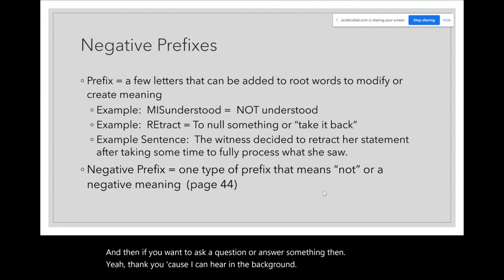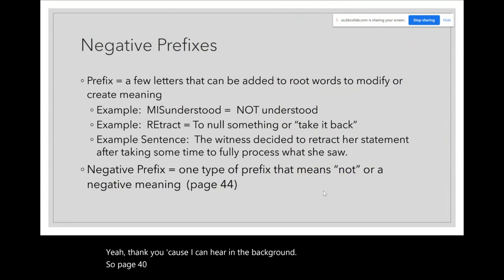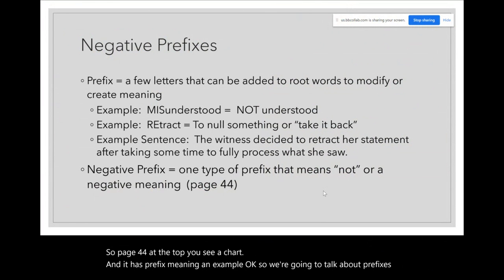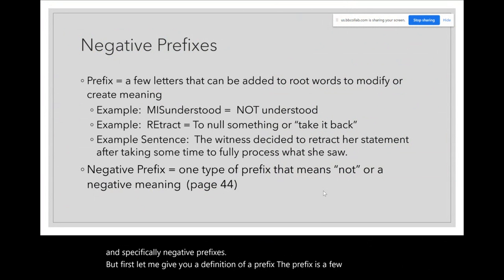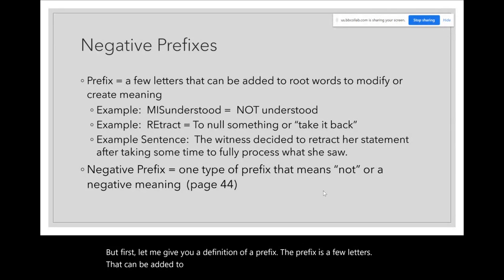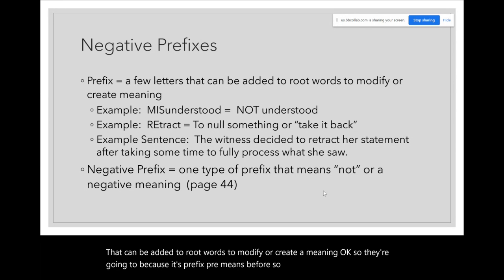Okay, so page 44 at the top, you see a chart, and it has prefix, meaning, and example. Okay, so we're going to talk about prefixes, and specifically negative prefixes. But first, let me give you a definition of a prefix. A prefix is a few letters that can be added to root words to modify or create a meaning. Because it's prefix, pre means before. So prefixes are those little letters that we add to the beginning of words.